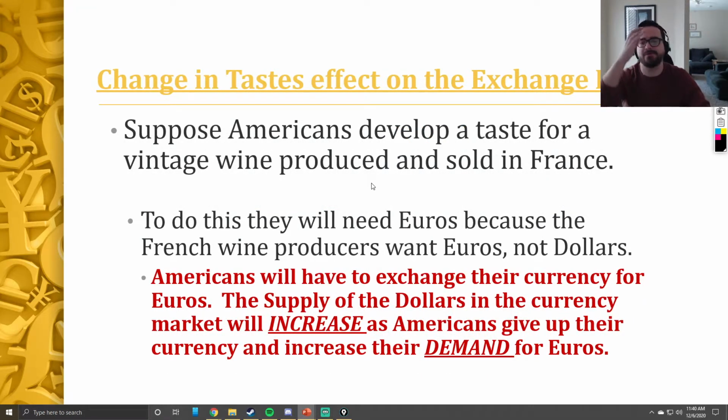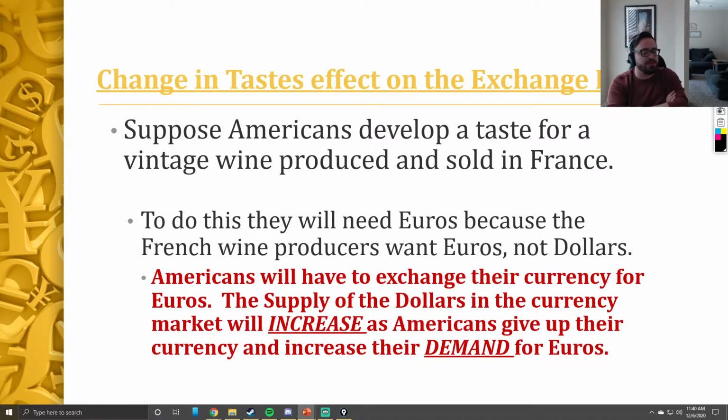So second example, and I'm using the example that I had, the one that I was talking about at the very beginning. Suppose Americans develop a taste for vintage wine produced and sold in France. So we're sticking with euros for this example. Go through this process. Think what happens on my dollar graph, what happens on my euro graph. What happens to the dollar, what happens to the euro if Americans want to buy a French thing.